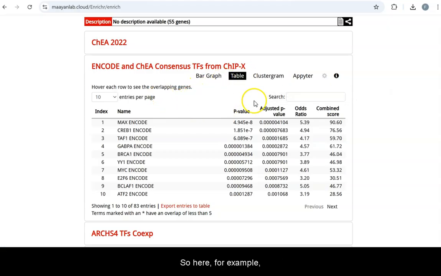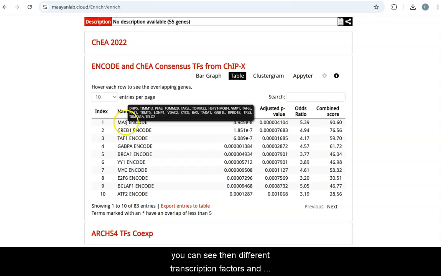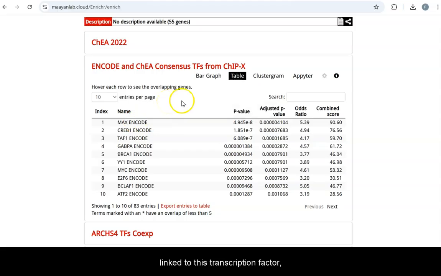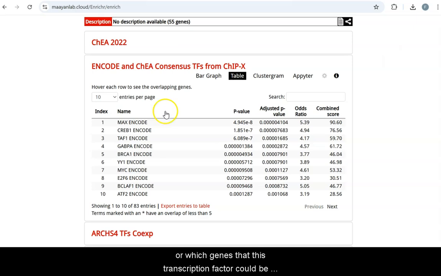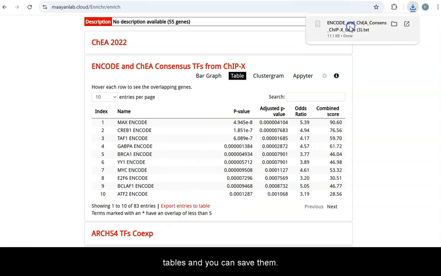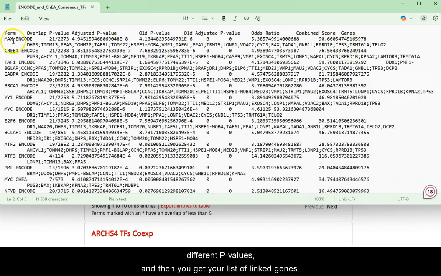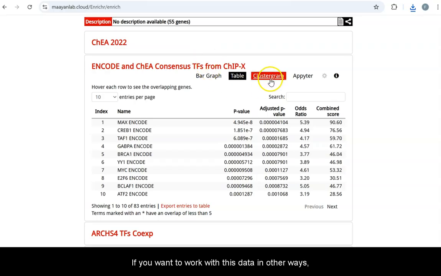So here, for example, you can see different transcription factors, and when you hover over here you see which genes are linked to this transcription factor, or which genes this transcription factor seems to be or could be involved in controlling, right? You can often export these tables, and so you can save them. So here is the transcription factor, ENCODE, different p-value things, and then you get your list of genes. So if you want to work with this in other ways.